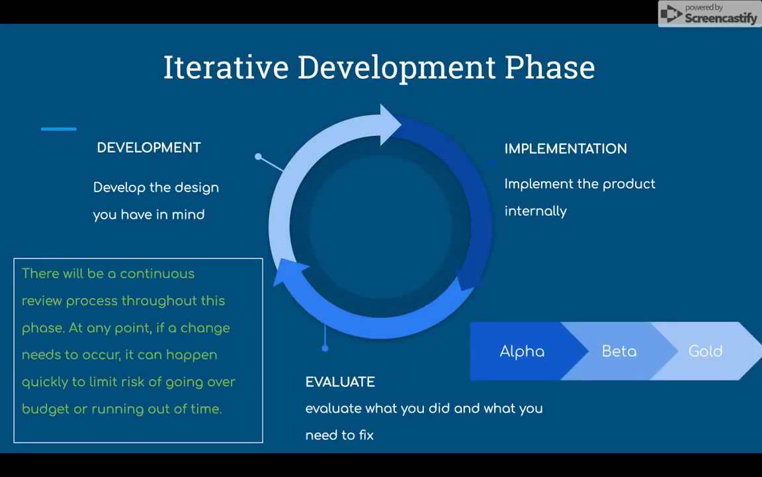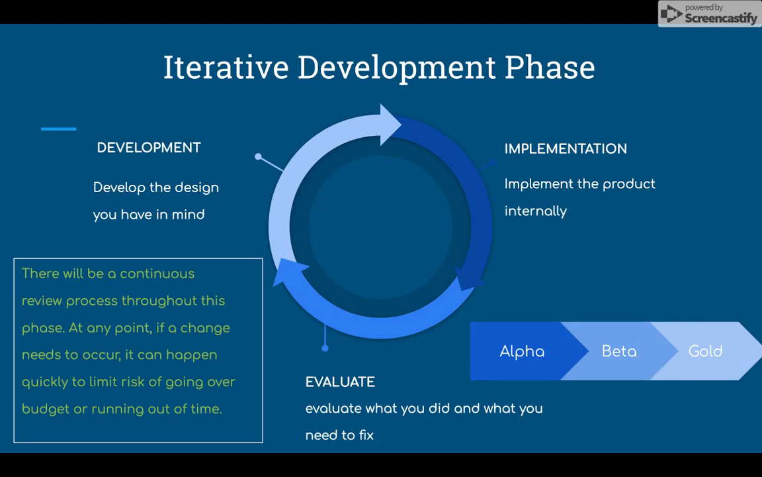The final phase is the iterative development phase. This phase, again, is broken up into 3 steps. There will be a continuous review process through this last phase. At any point, if changes need to occur, it can happen quickly to limit any risk of going over budget or running out of time.